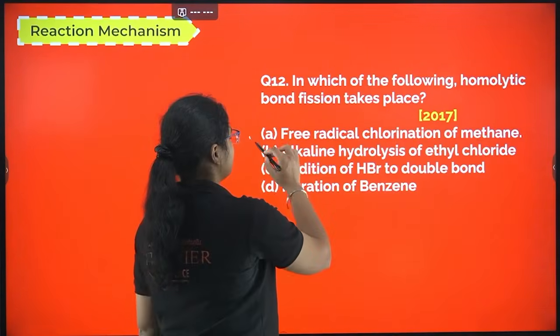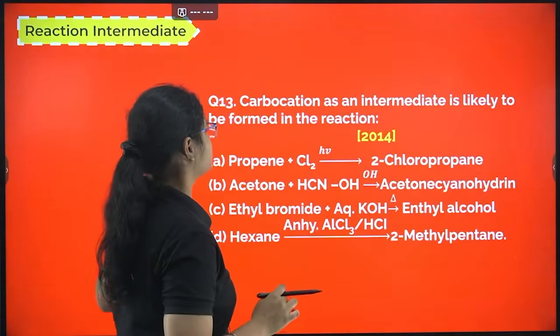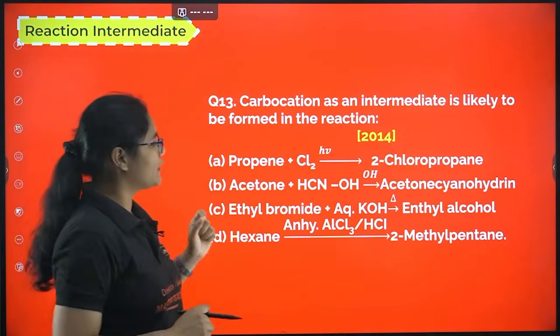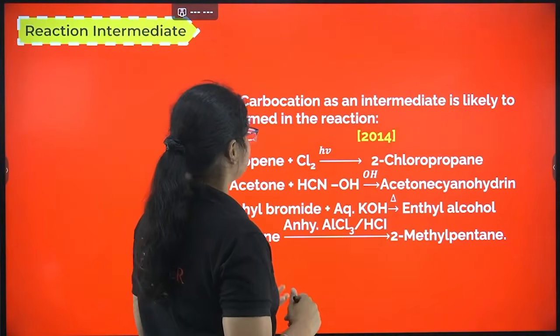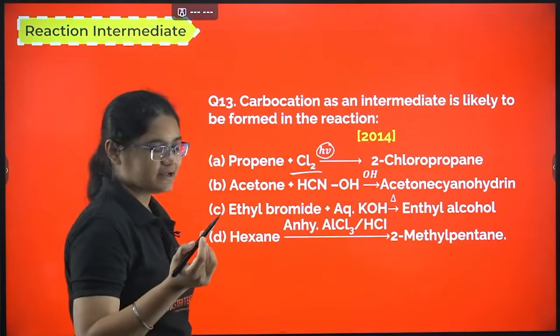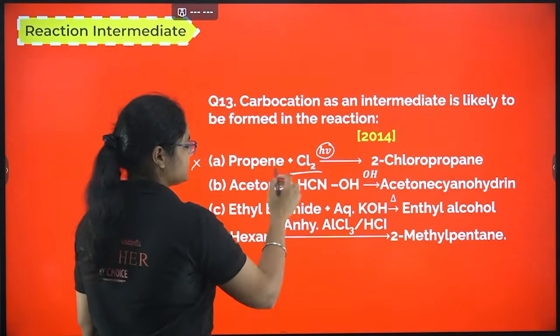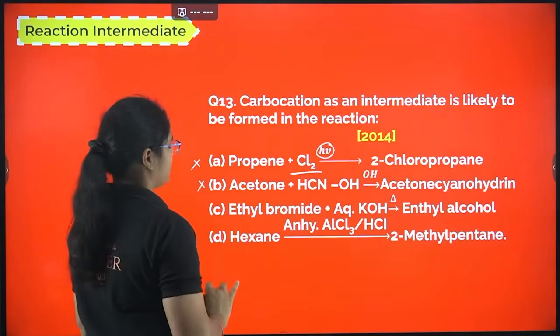So in free radical reactions there is homolytic fission where chlorine bonds break in the first step. Let us see the next question. Carbocation as an intermediate is likely to be formed in which reaction? So here you can see chlorine, H nu, this is a free radical reaction, so there is no involvement of carbocation here. Here there is direct addition reaction, no carbocation.